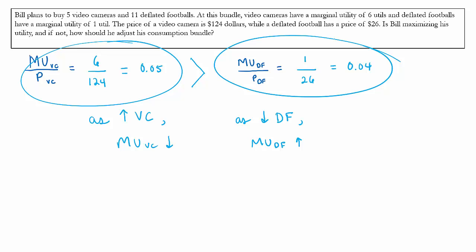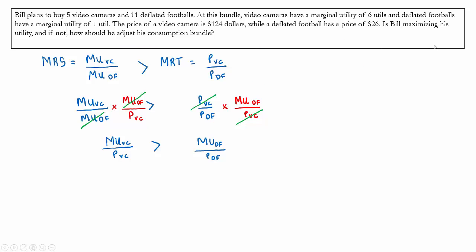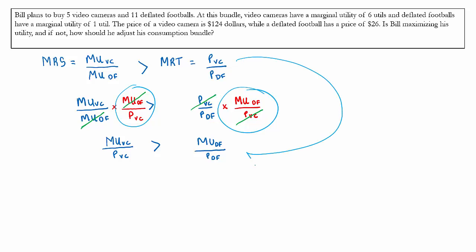Now, this approach is nothing different really than what I showed you at first because these two are connected. And that's what I'm showing you here. You can start by comparing the MRS and the MRT, but then by making one algebraic move, by multiplying by this ratio, you reveal that the comparison of MRS and MRT is the same as the comparison of bang per bucks.